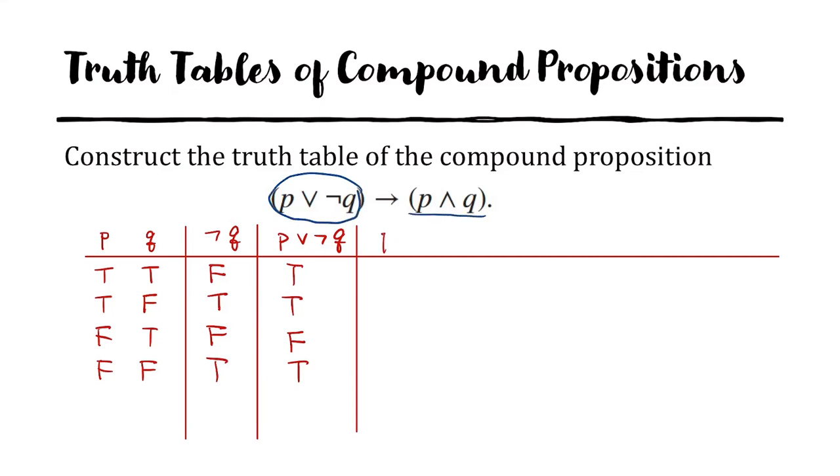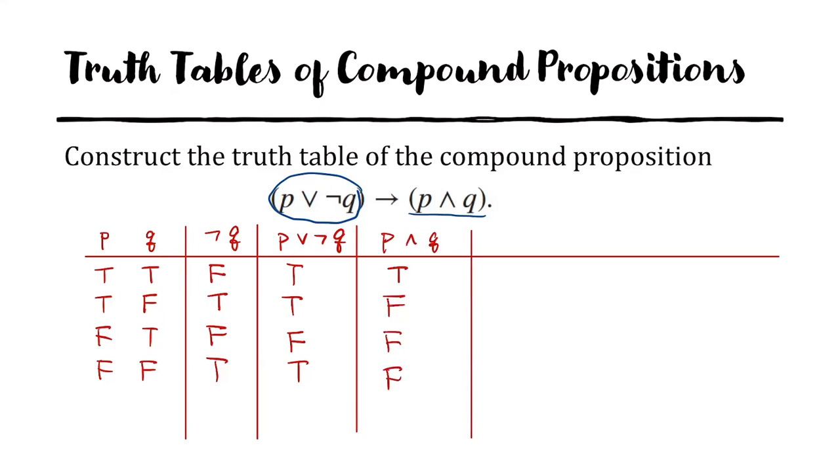You can take care of the right parenthesis. You will have P and Q. You have a conjunction, and for a conjunction, it's true when both of them are true. So you need to find where P and Q are both true, which is the first row. So you have true, and then false, false, false.